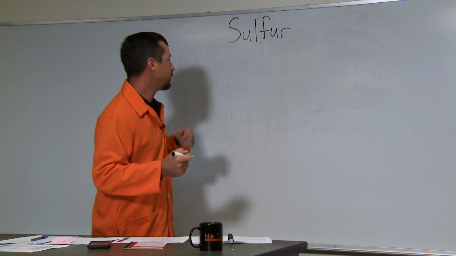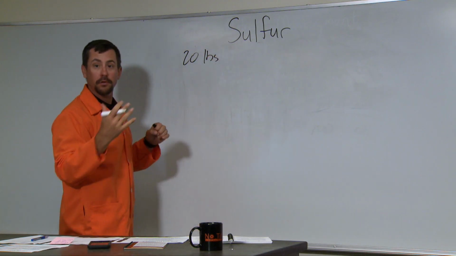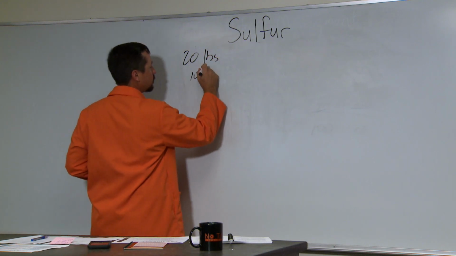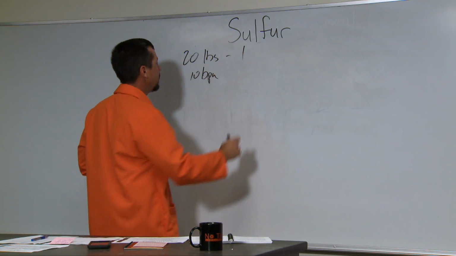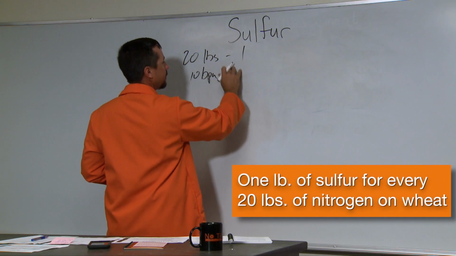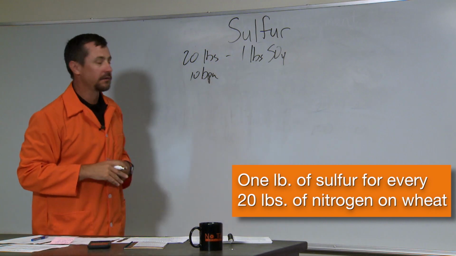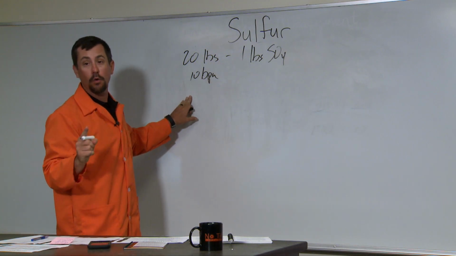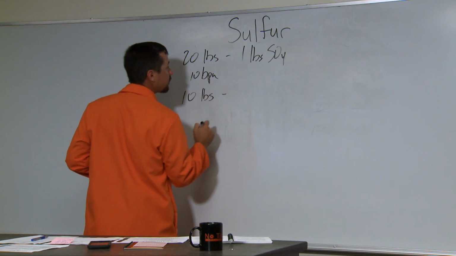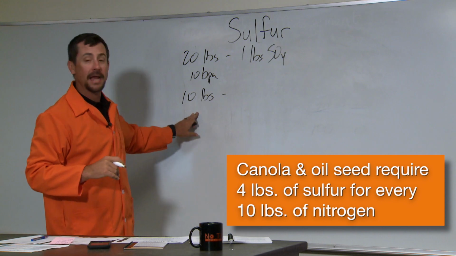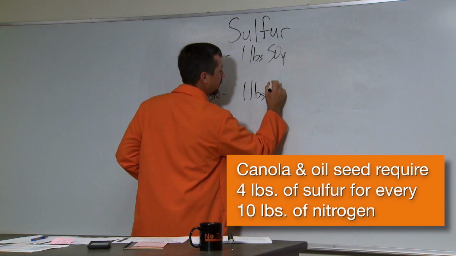Now, one thing we keep in mind, sulfur is in low need, total need, as compared to nitrogen. So for wheat, for every 20 pounds of nitrogen that we would apply, now 20 pounds would be every 10 bushel, 10 BPA, we're going to need 1 pound of sulfur. That is OSU's rec. So for every 20 pounds of N, we need 1 pound of sulfate sulfur, so 1 pound of sulfur. Canola and oilseed requires a significant amount more sulfur. So with canola, for every 10 pounds of nitrogen that we apply, 1 pound of sulfur.